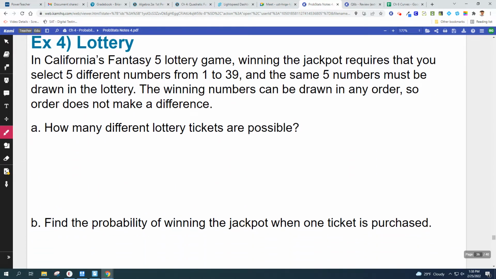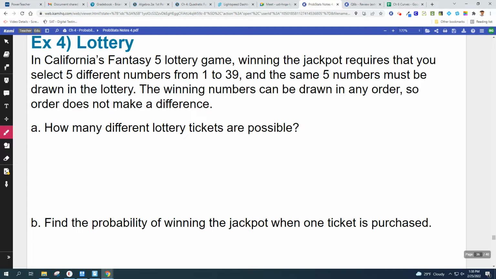Number 4, lottery. In California's Fantasy 5 lottery game, winning the jackpot requires that you select 5 different numbers from 1 to 39, and the same 5 numbers must be drawn in the lottery. The winning numbers can be drawn in any order, so order does not make a difference. Part A says, how many different lottery tickets are possible? Try to write down the answer to this before I do.